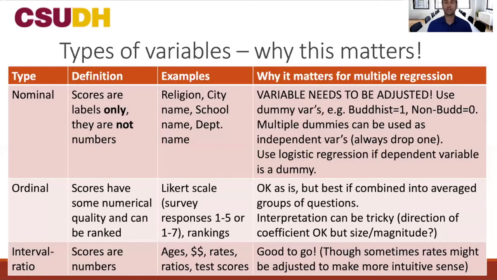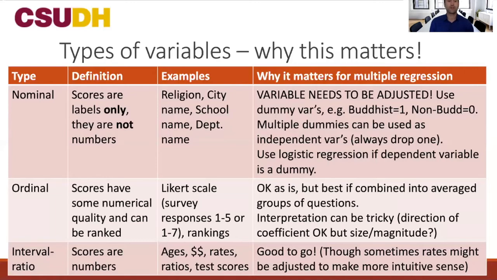One way to do that is to convert the coded data into a dummy variable or a set of dummy variables. So for example, you could have Buddhist equaling 1 and all non-Buddhists equaling 0. This would be called a dummy, and we'll talk about this more in future classes. Multiple dummies can be used as independent variables, and you'd always drop one. If you're using a dummy as a dependent variable, then you need to use logistic regression. Again, look ahead in the course for more information on that.